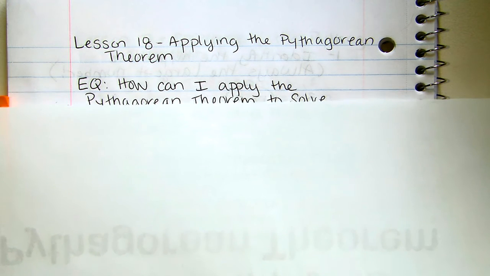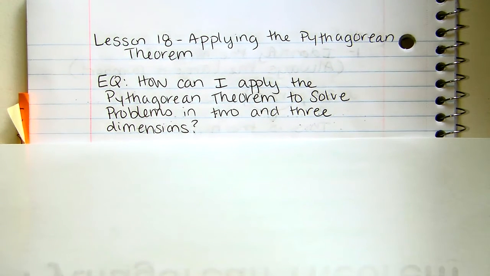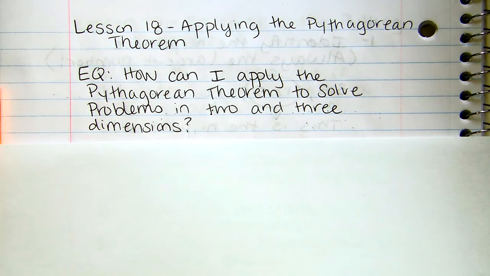Here we go. Our essential question for today is how can I apply the Pythagorean Theorem to solve problems in 2 and 3 dimensions. Now, for this today, all of your problems are going to be word problems. You only have 6 on your assignment, and I'm going to be doing 2 of them with you to kind of guide you through the process. So that will leave you with 4 problems left to do.